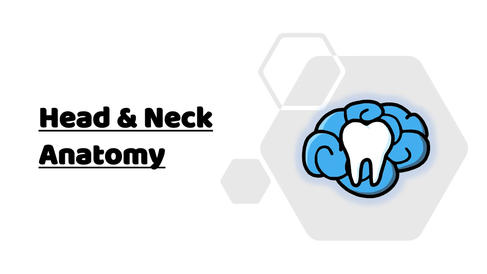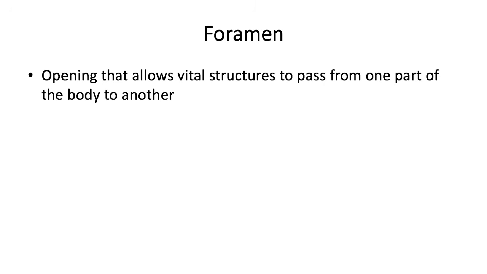Now that we've introduced the different bones of the skull, let's talk about foramina of those skull bones. A foramen is an opening that allows vital structures to pass from one part of the body to another, and in this case, between the inside and outside of the skull. And the word foramina is just plural for the word foramen. So let's go through each of the skull bones and talk about the foramina that each one has.